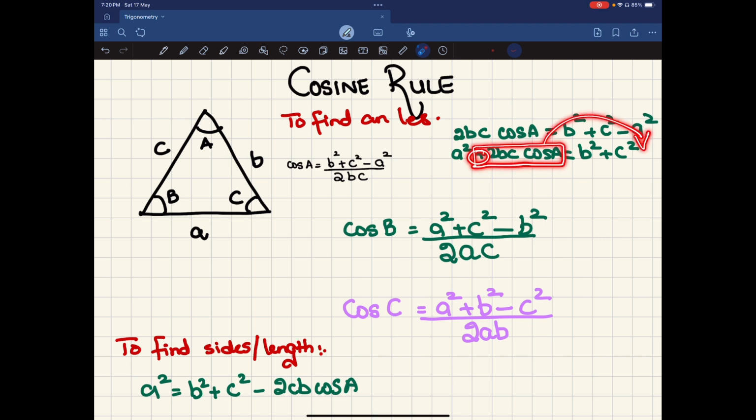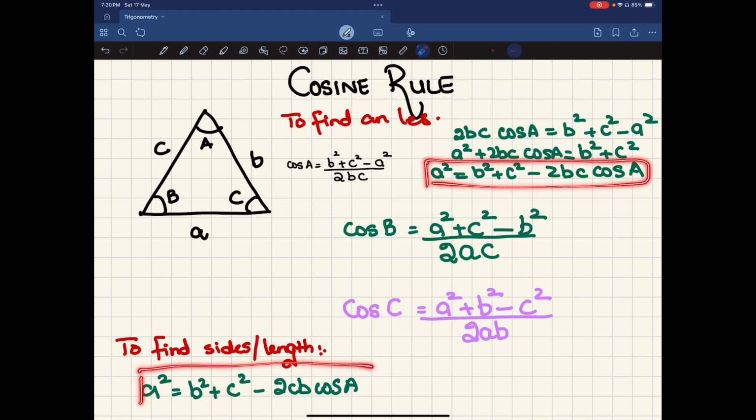It is being added here. So when we take it to the other side of the equation, it will be subtracted. So A square is equal to B square plus C square minus 2BC cos of A. And this is exactly the same formula as this one.